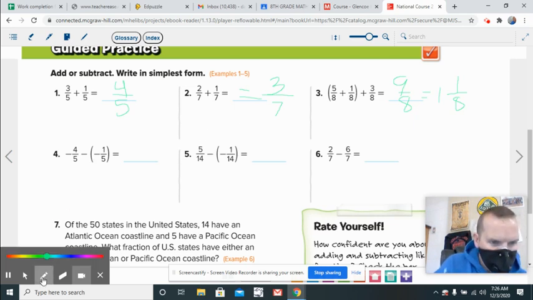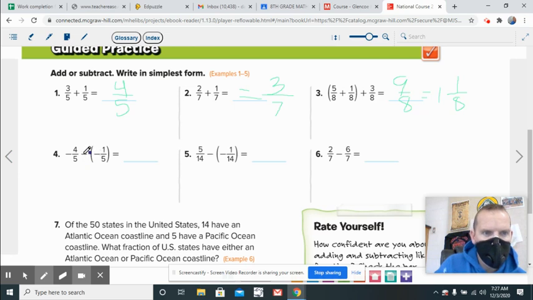Now let's go back to the next one. Notice we have a negative and a negative. And if you recall, two negatives touching are an addition sign. So we have the 5 on the bottom. Negative 4 plus 1 gives me negative 3. So negative 3/5 would be my answer.